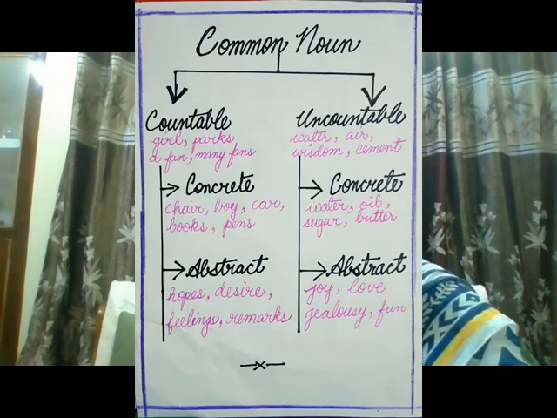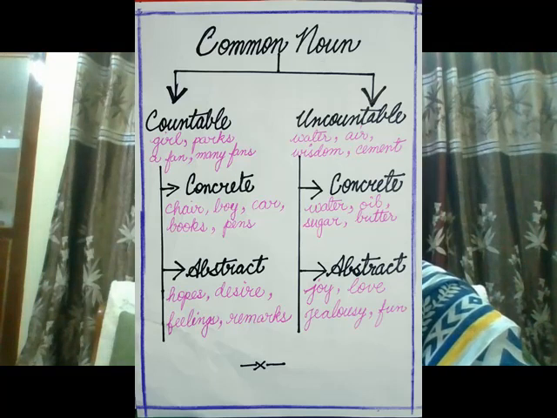Then a remark, remarks. Like in your school diary, you have a column for a remark. Class teachers sometimes write a remark or sometimes give you several remarks. So abstract nouns can also have a form of singular or a form of plural.